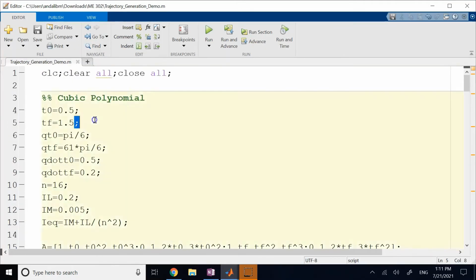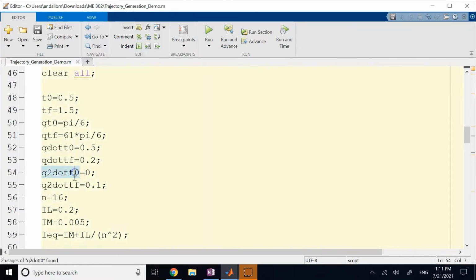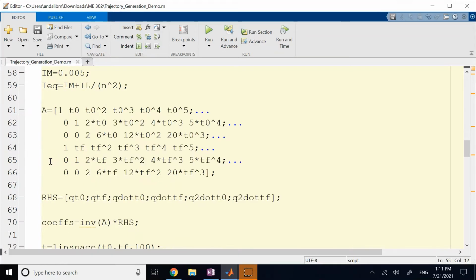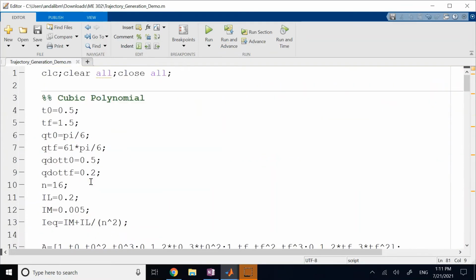And I use the same numbers I used last time for cubic. So I go 5 full rounds in 1 second. And last time we had to satisfy the 2 initial and final speeds. This time we also have to satisfy the initial and the final accelerations, 0 and 0.1. And I also again calculate the maximum torque and the maximum speed and show them with fprintf.